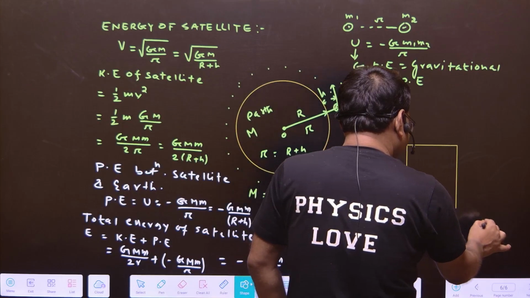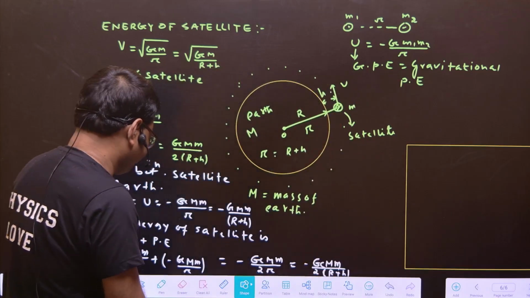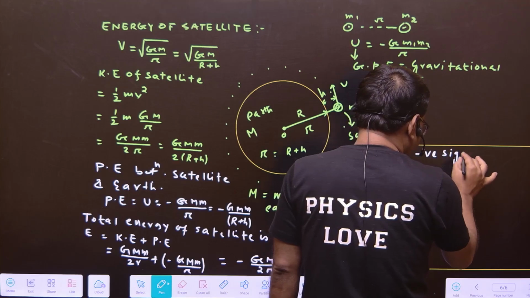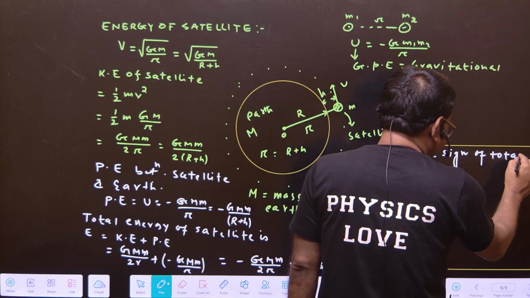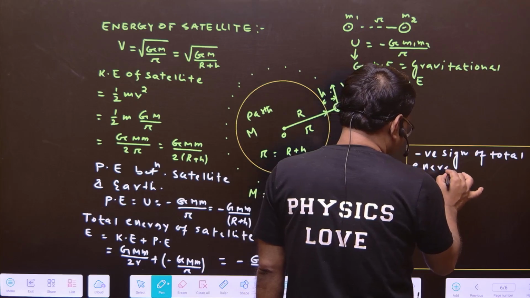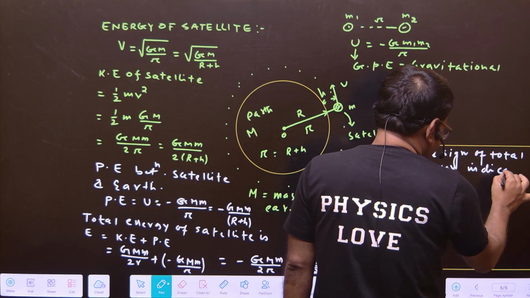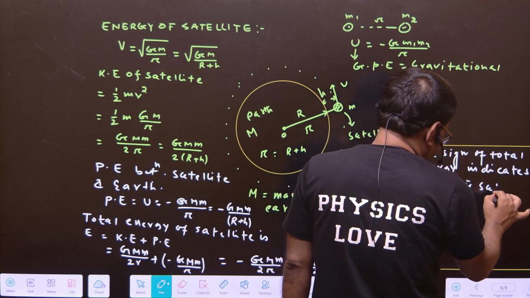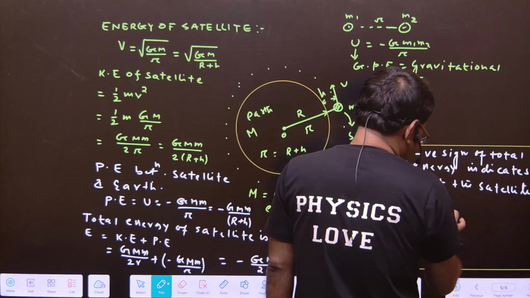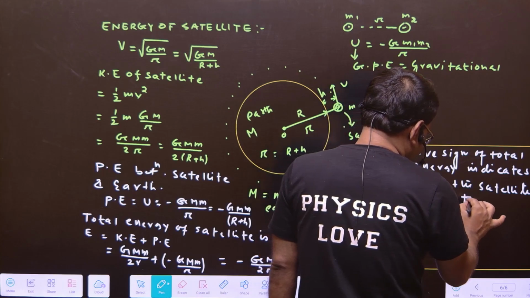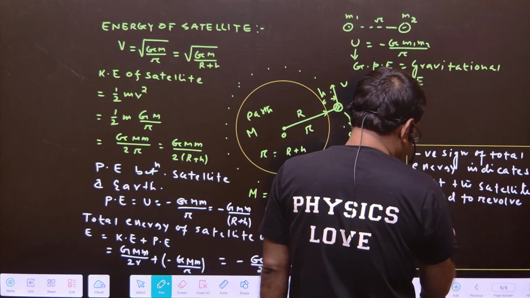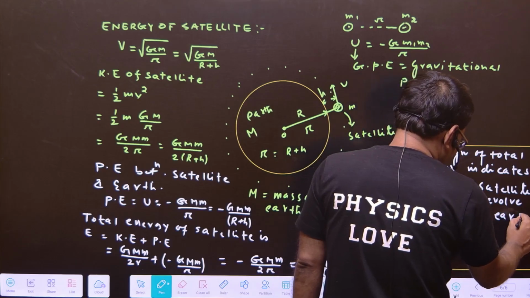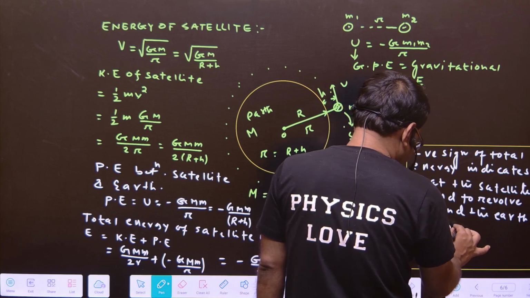Now see here, students, write with me. The negative sign of total energy indicates, or signifies, you can write either, that the satellite is bound to revolve around the Earth. It is the main question.